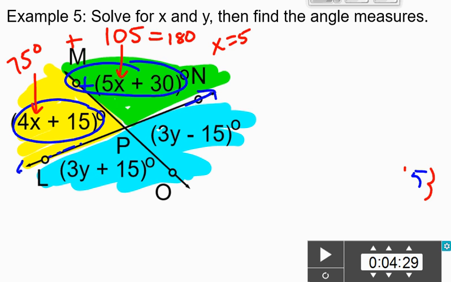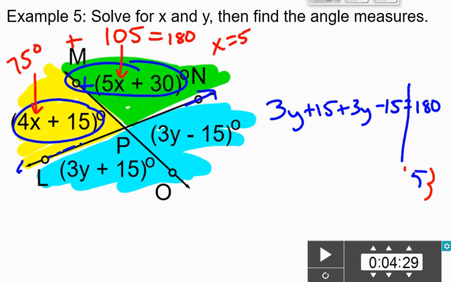So you can probably figure out from the example above that you would have to set those two adding, the sum of them has to equal 180. Okay, and then you could do the math and solve for y and plug it in to find the angle measure.